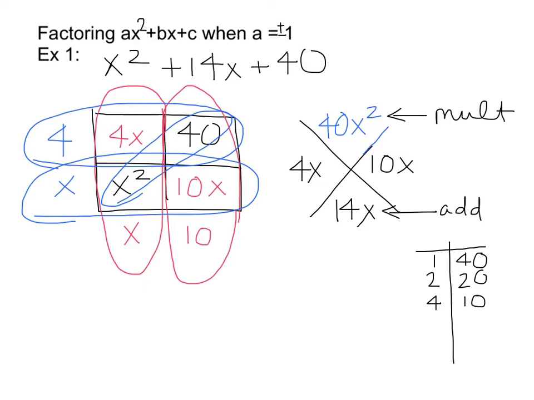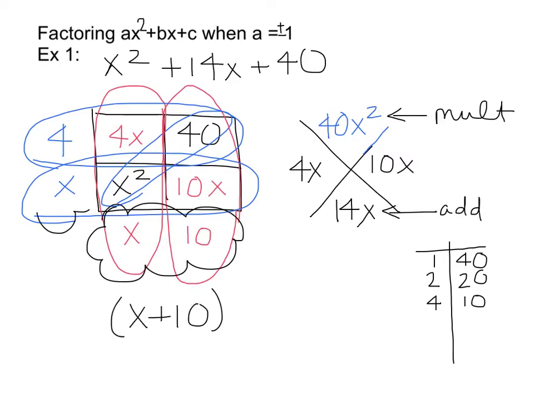So out here on the outside of my box is my answer. My first factor is x plus 10. My second factor over here on the other side, x plus 4. And I knew to put plus signs in between them because it was a positive 10 and it was a positive 4.